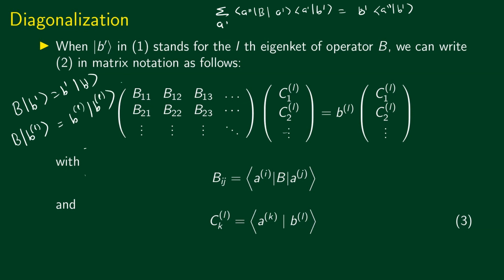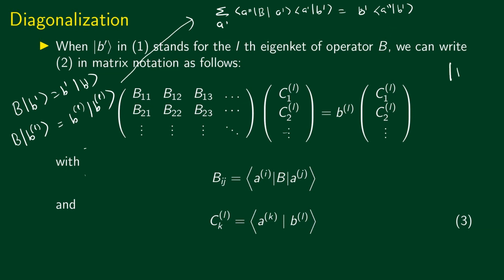Now, if you look at the matrix representation of this equation in the A basis, we get a matrix equation. We get one matrix equation for each eigenket, so let's write it for the nth eigenket. This is actually a relation between two column matrices, and this A prime labels the elements of the column matrix.